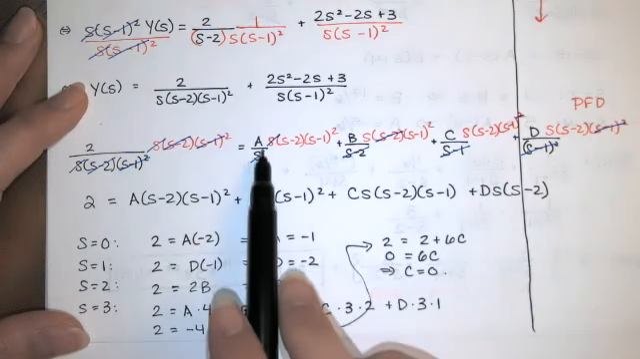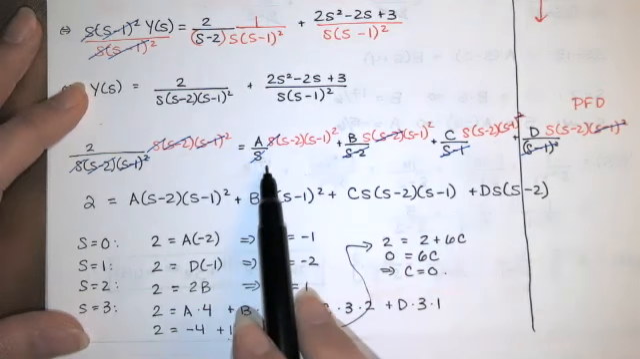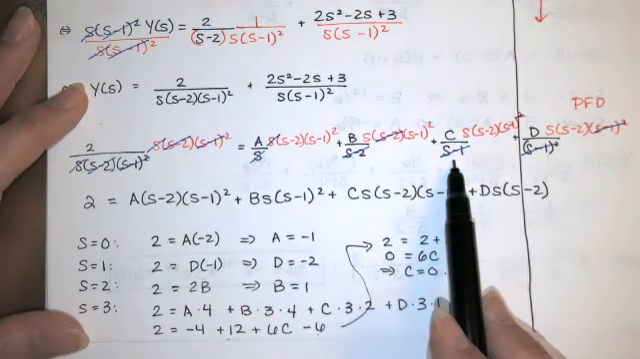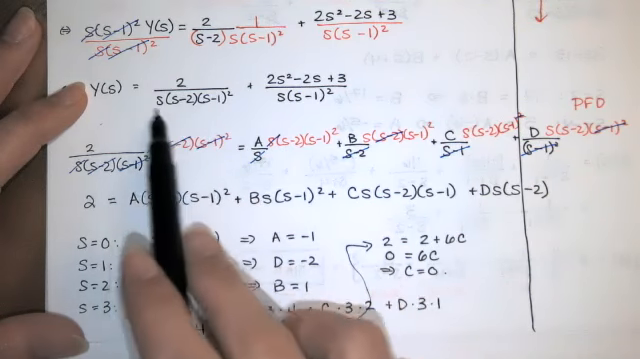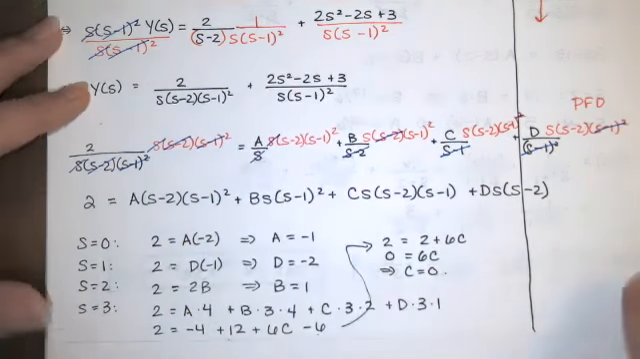So we've got a, b, c, and d. Those are the values that we need to put in these numerators so that a over s plus b over s minus 2 plus c over s minus 1 plus d over s minus 1 squared will give us this guy over here. So that was the first one. Now let's do partial fractions for the second one.